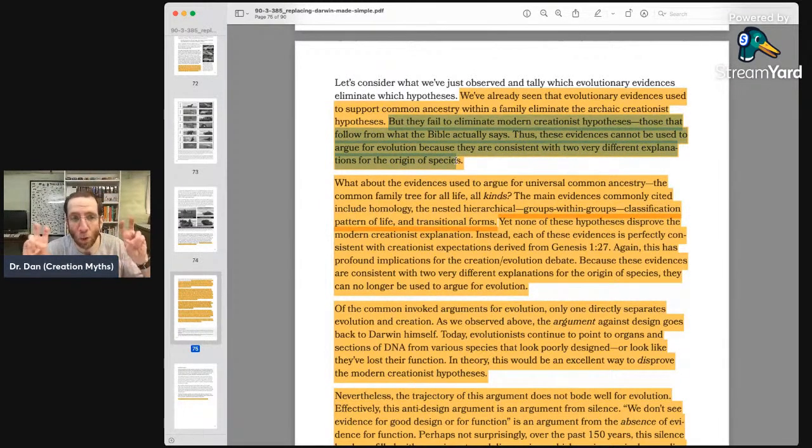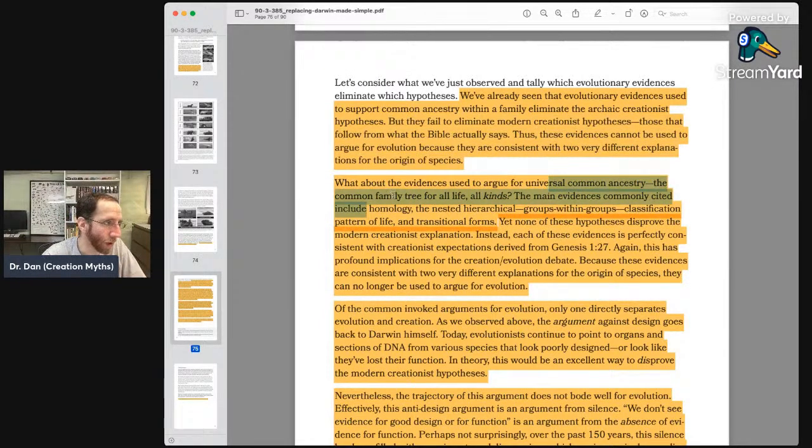So evolutionary evidence eliminates species being created, but it can't eliminate family level kind of stuff. What about the evidence for universal common ancestry, family tree for all life, all kinds? None of the hypotheses disprove the modern creationist explanation. Instead, the evidence is perfectly compatible. I've actually shown that that's not the case. I have shown that that's not the case in a Creation Myths video called Created Design, I think is what I called it. I can link it down below if I remember to link all these things.